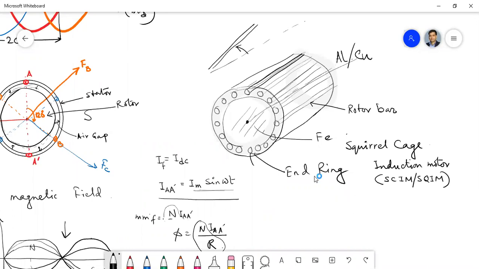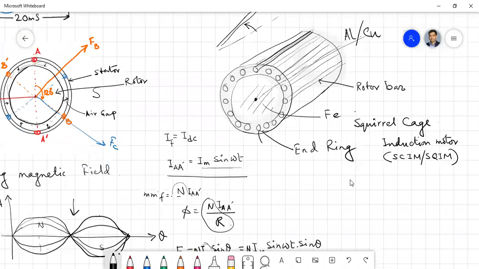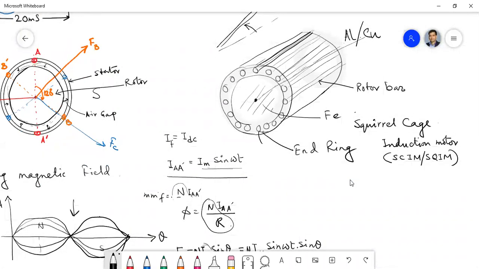Another type of construction is where the rotor will be similar to the stator. Sir, why are the bars shorted? That I will discuss. Now, in another construction, we have similar winding in the rotor also. Like in the stator, similar winding we'll have in the rotor. That means in the rotor, you will have three-phase winding like this. One phase is there, another phase is there, another phase is there.